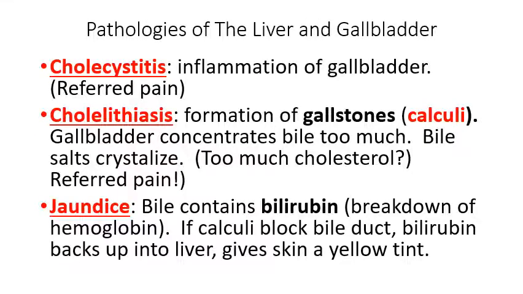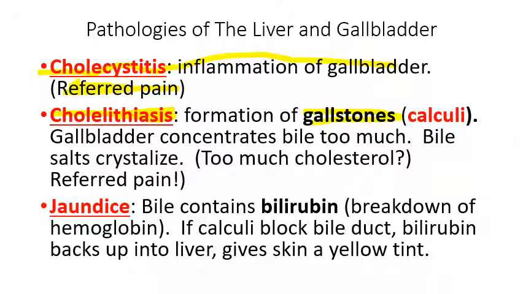All right, you'll forgive me if I trip over my tongue when I pronounce some of these, but cholecystitis is inflammation of the gallbladder, right? And we can tell because there's referred pain sometimes in the neck, the upper right-hand side of the neck. Cholelithiasis is the formation of gallstones.